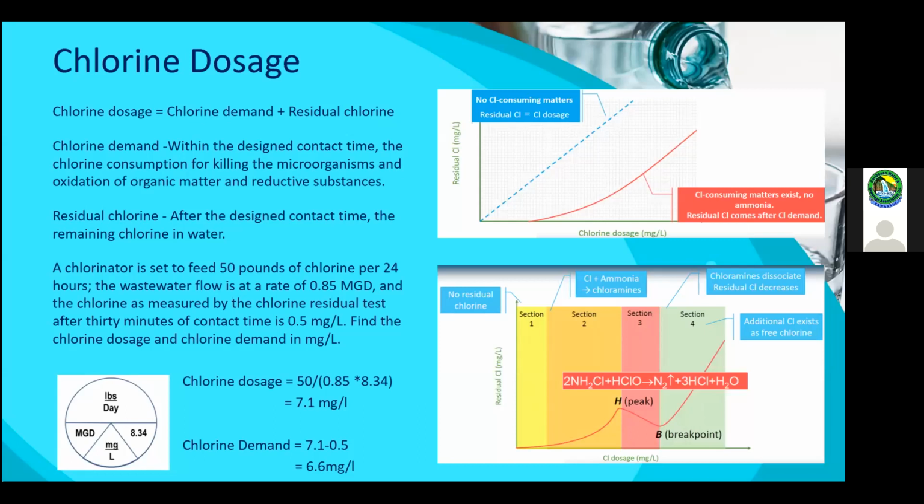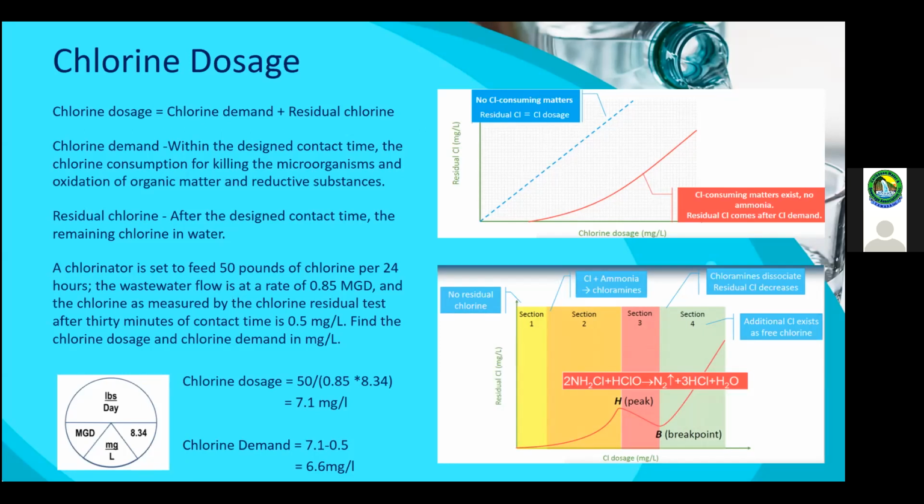So if we look at this little pie chart that I have on the bottom left of the screen, it has pounds per day in the top half, and then the bottom half is divided into flow, which is in million gallons per day, so that's the MGD. Then you have the concentration, which is milligrams per liter, and then you have this 8.34, which is a constant that really is the density. So the top half, which is the pounds per day, is equal to the bottom half, which is the million gallons per day by the concentration by this 8.34.